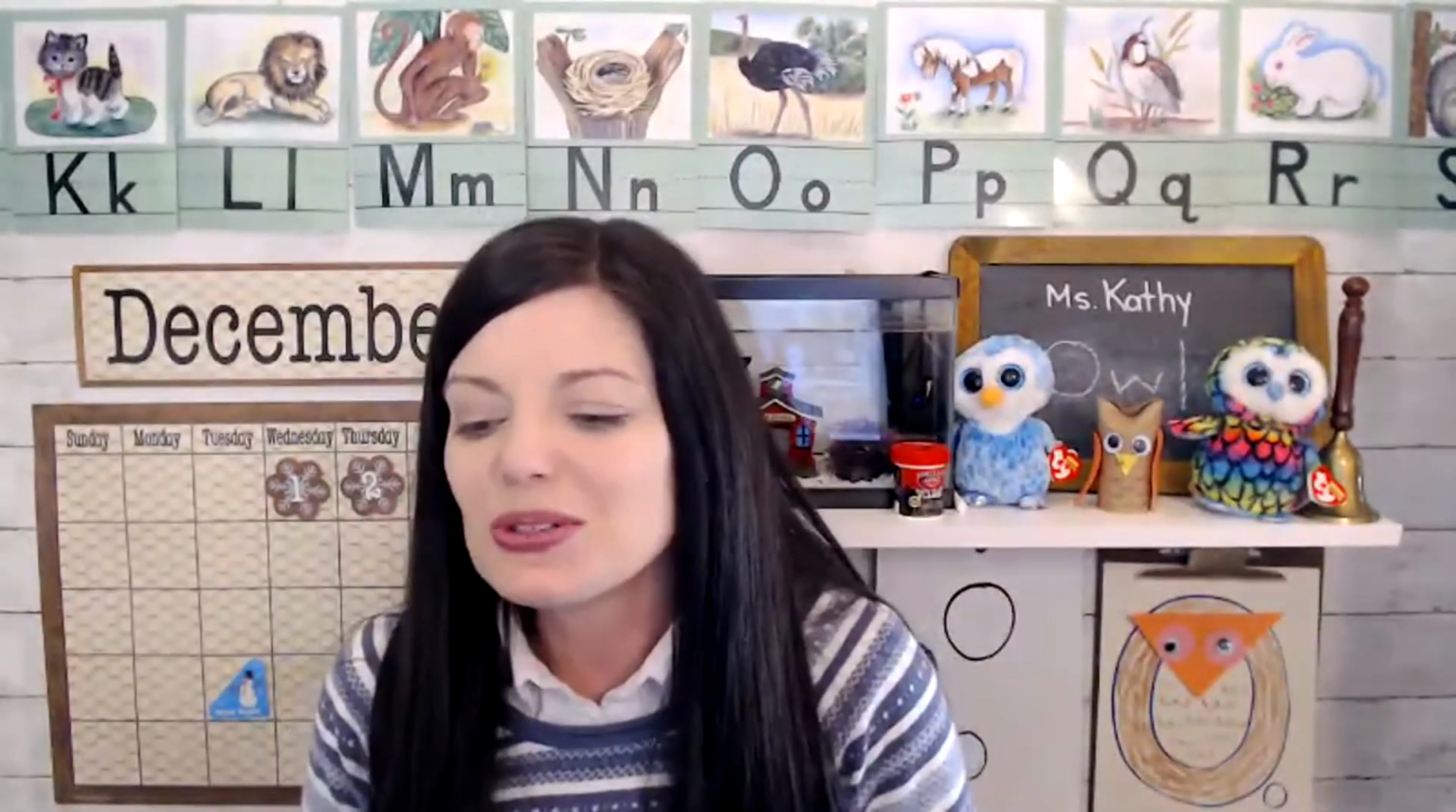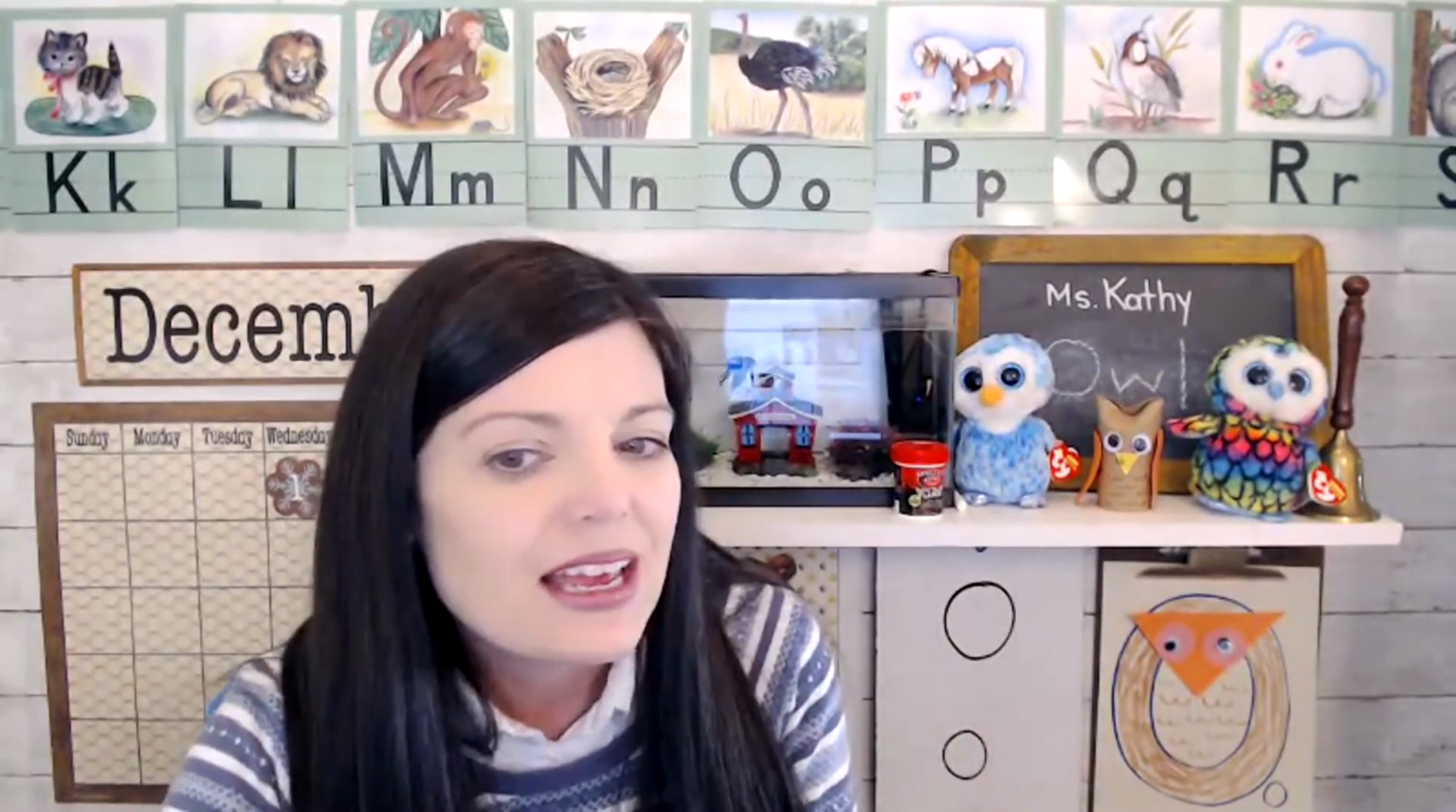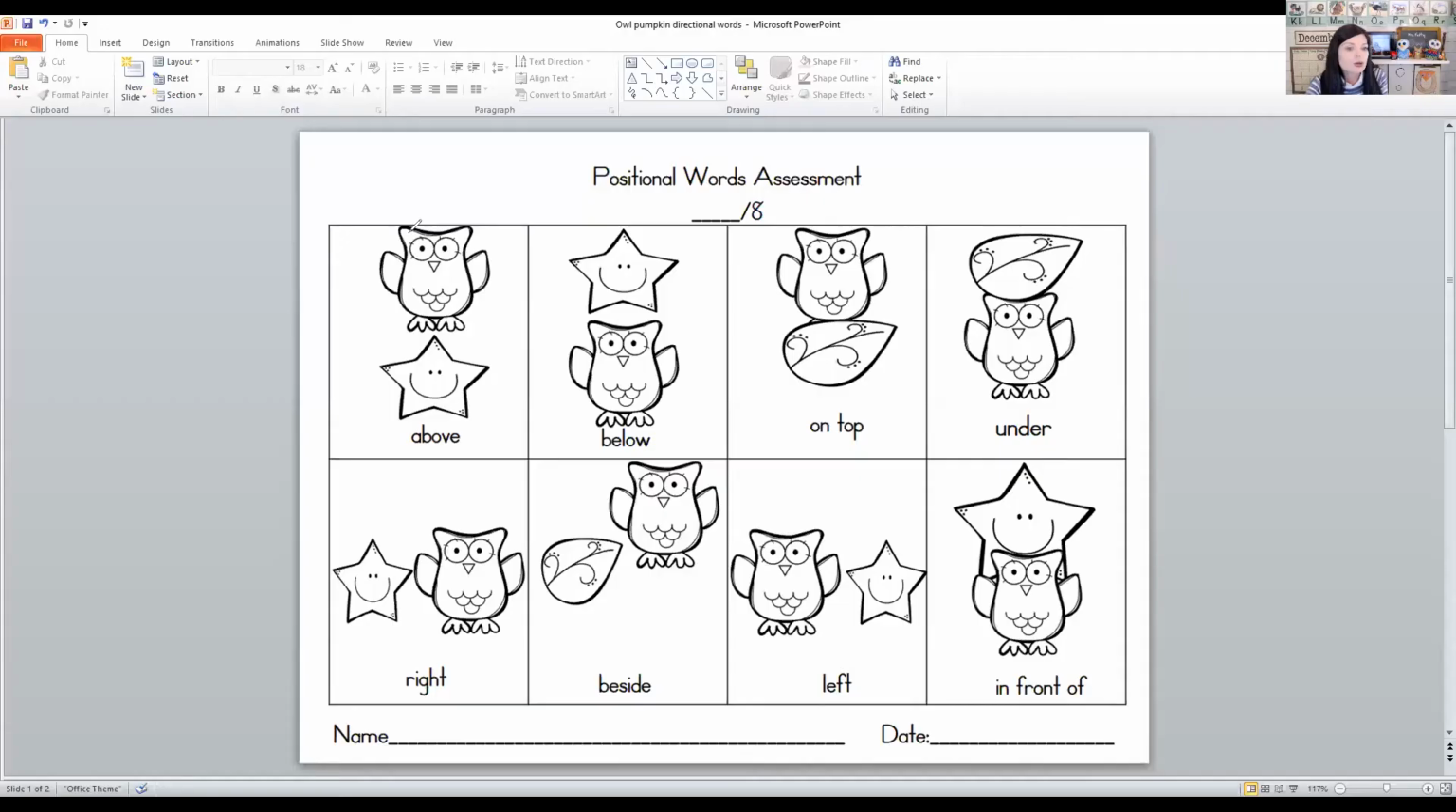Well, now we're going to do some math. And for math, we're going to be looking at some owls. And we're going to be practicing directional words. Now, I'm going to put the link below so you can get a copy of this sheet. And if you want to pause and grab it, you can. Or you can just do it with me right here on the board.